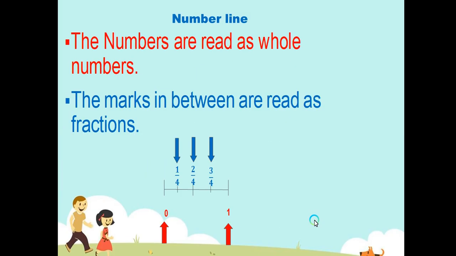We're going to use number line to order and compare numbers. Okay, the numbers on the number line are read as whole numbers. The marks in between are read as fractions. As you can see, the blue line is indicating the fraction, and this red arrow is indicating the whole number. You can see 0, 1. These are whole numbers, and these are fractions.